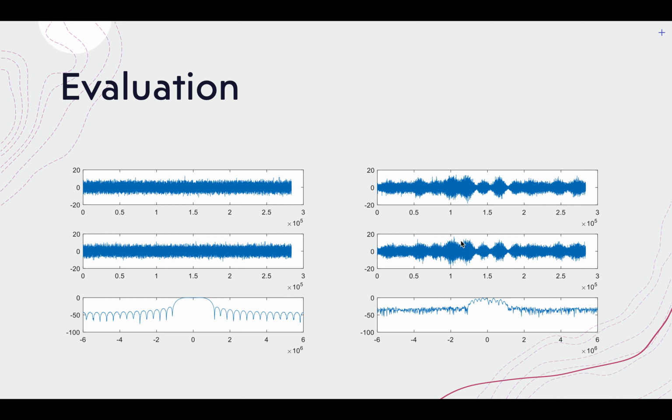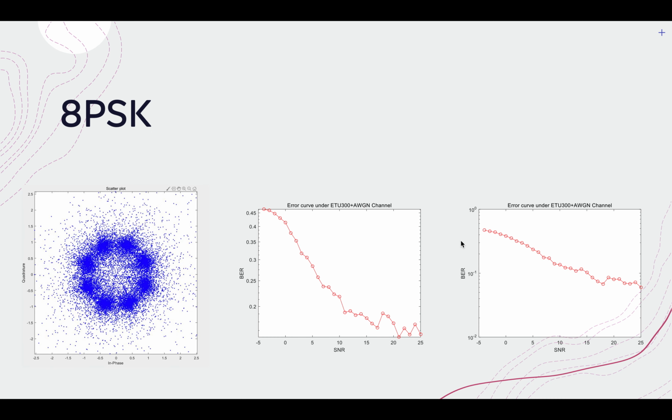You can see after my multipath system, the signal changed a lot. So we need to estimate the channel. This is the channel where I used 8PSK. The first picture of this page is the constellation diagram of the 8PSK OFDM system. The second one is the error curve under ETU 300 plus AWGN channel, and the pilot interval now is 4.